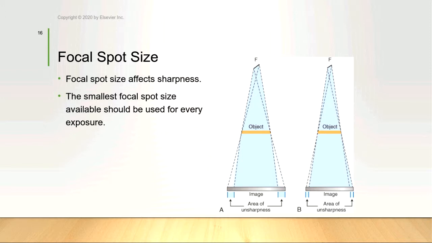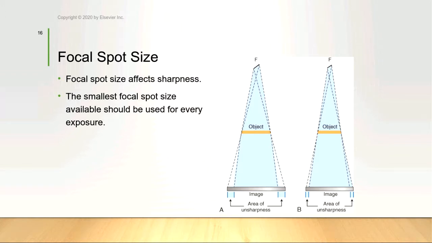Remember, our focal spot comes into play with the line focus principle. Because the anode target is angled, it allows us to have a smaller effective focal spot, which gives us better spatial resolution on our image. And you always want to use the smallest focal spot size that you could.